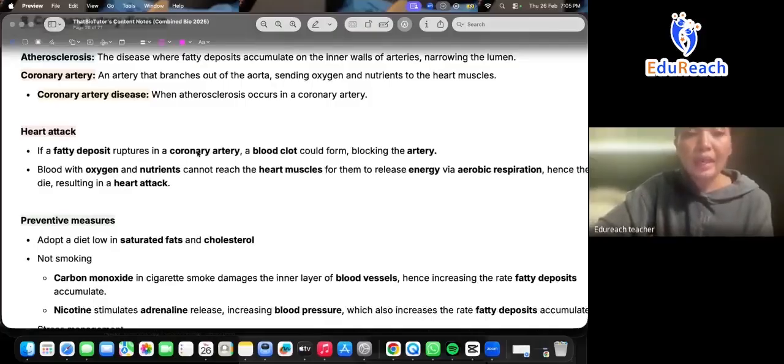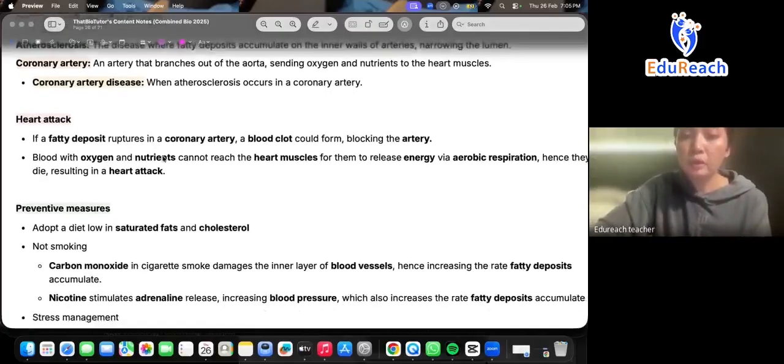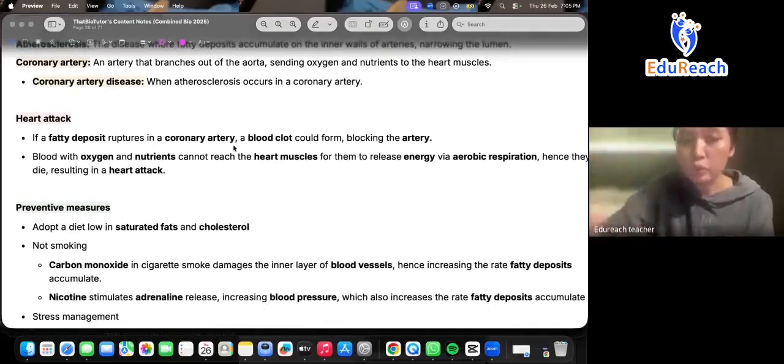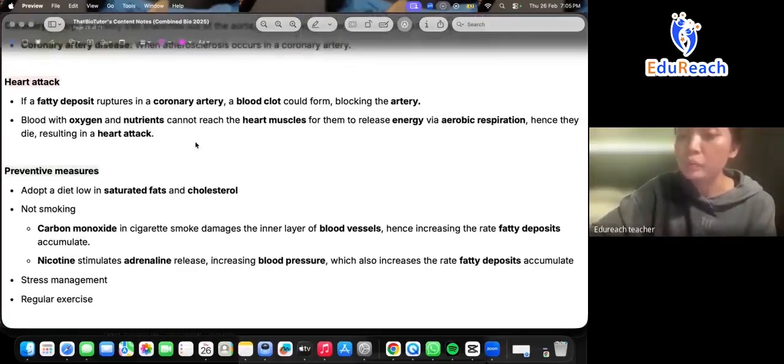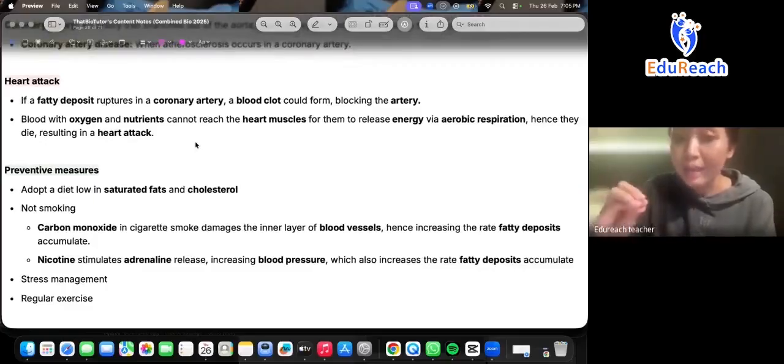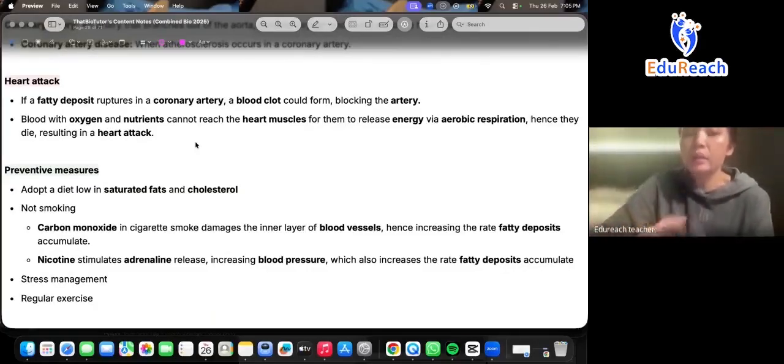Because it can actually rupture the coronary artery. Okay, it can kind of rupture, meaning to say break a little bit. A blood clot could form and block the artery. And if there's a blockage, blood with oxygen and nutrients cannot reach the heart muscles for them to release energy via aerobic respiration. And then the heart muscles will eventually die, they will atrophy, and it will cause a heart attack, because the heart muscles cannot contract and relax, the heart will not pump, resulting in a heart attack.